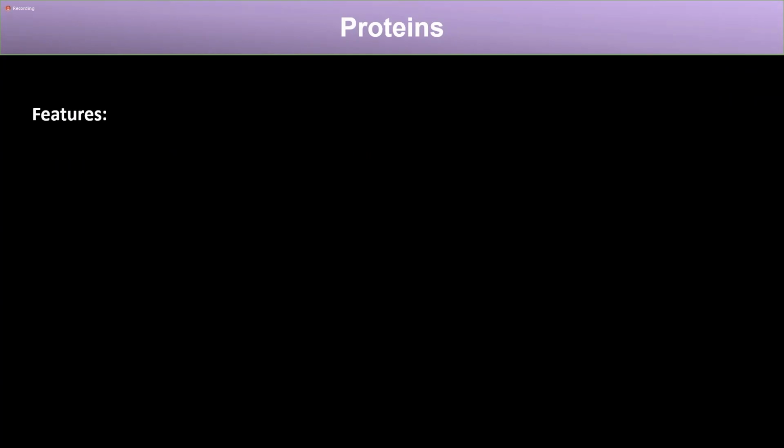Now, the next thing that we will see is proteins. So, what are proteins? Proteins are nothing but chains of amino acids, right? This thing we have understood till now. Now, what are the typical features of proteins? So, the first feature of protein is that it is a biomacromolecule. Proteins are biomacromolecules.